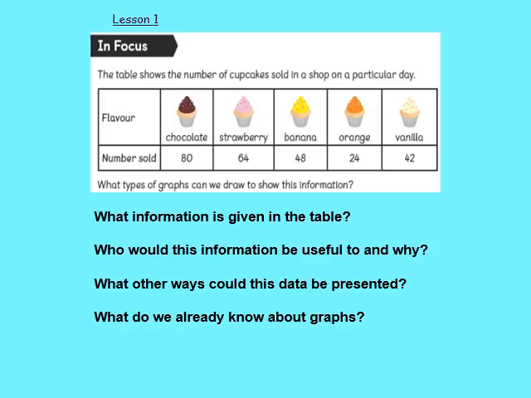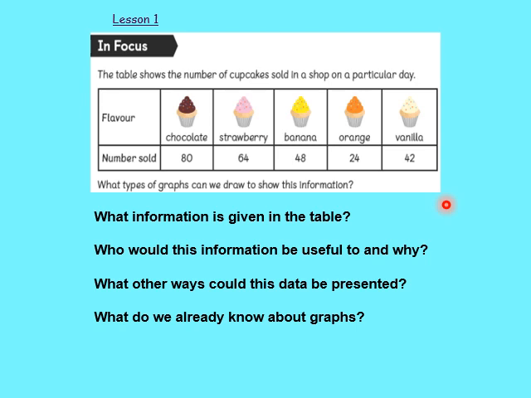So here is today's in focus and we have a table here and the table shows the number of cupcakes sold in a shop on a particular day. So these are the flavours. We have chocolate, strawberry, banana, orange and vanilla. And here we have the number of cupcakes sold. And it asks us what types of graphs can we draw to show this information.